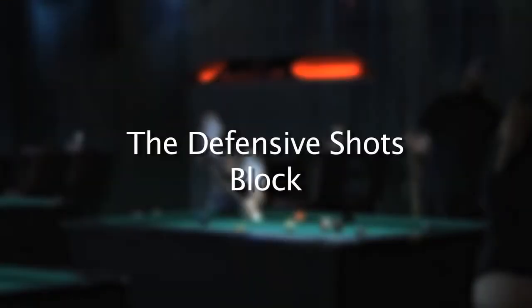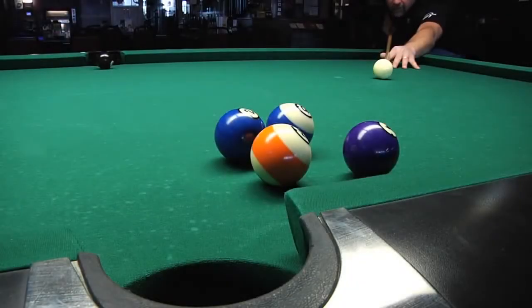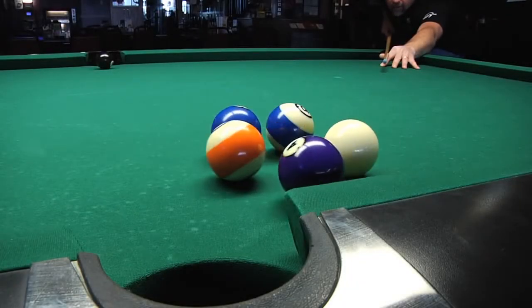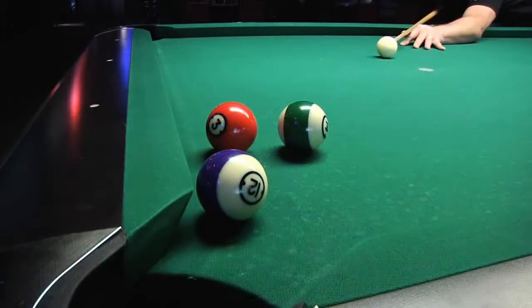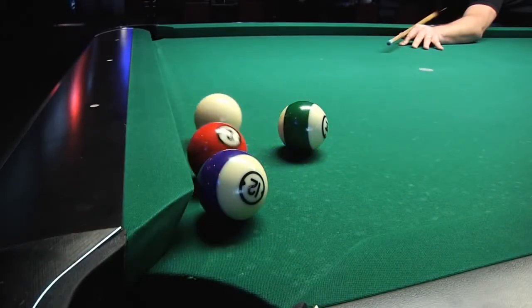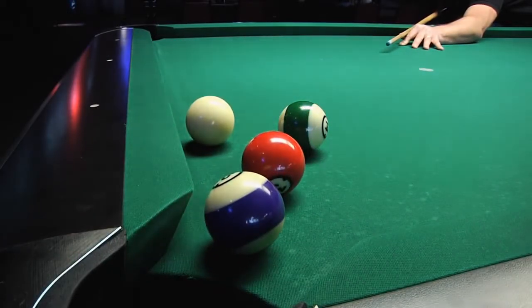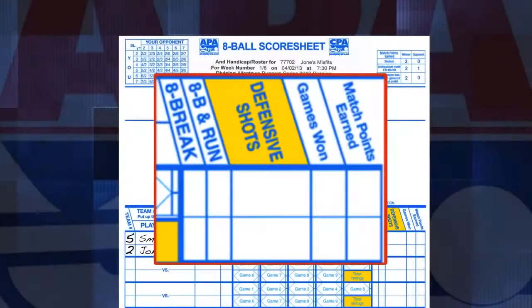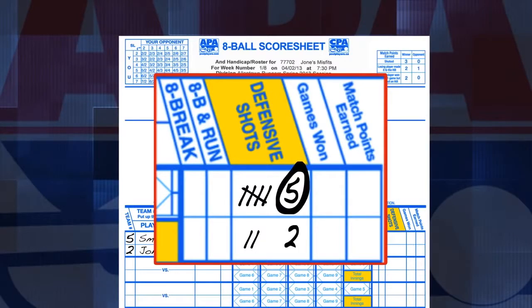The defensive shots block. Intentionally missed shots are indicated in the defensive shots block. A defensive shot should be marked for a player who has no intention of actually pocketing their ball on any given shot. In this illustration, Joe had 2 defensive shots and Steve had 5. At the end of the match, write the total number of defensive shots and circle the number.